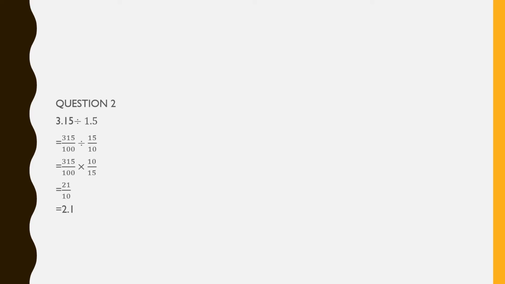Now converting division into multiplication, we will reciprocate the second fraction. Now 315 by 100 into 10 by 15. 10 by 15 is the reciprocal of 15 by 10, which will give 21 by 10 as 15 into 21 is equal to 315. So which will give 21 by 10 as the new fraction. Solving further, we get 2.1 as the answer.